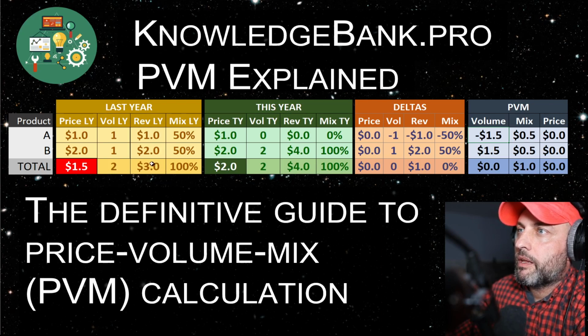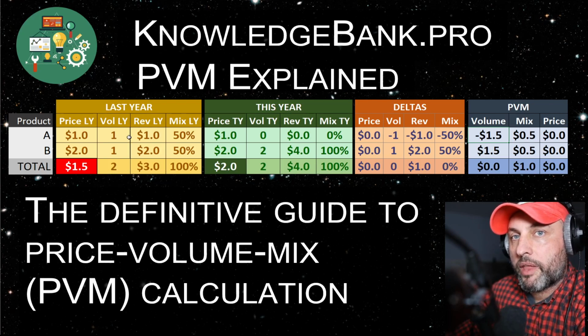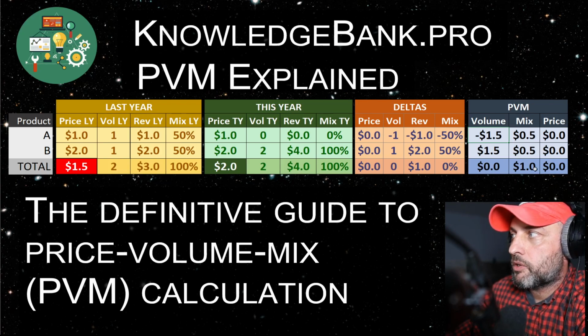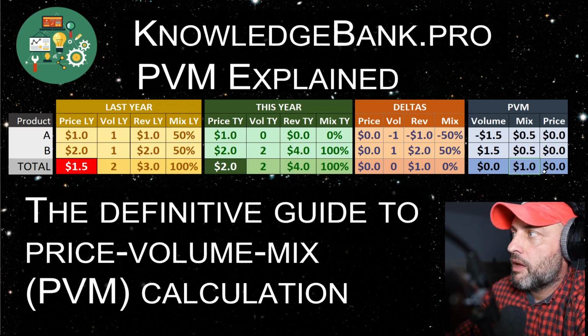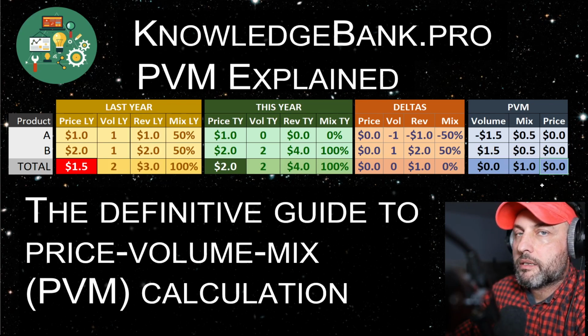So if our portfolio stayed exactly the same, and the only thing that's changed is mix, then in total, all of the variance will go to mix. If our portfolio stayed the same, and the only thing that's changed is price, all of that variance will go into price. If our portfolio stayed the same, and the only thing that's changed was number of units sold, then that variance will all go into the volume.